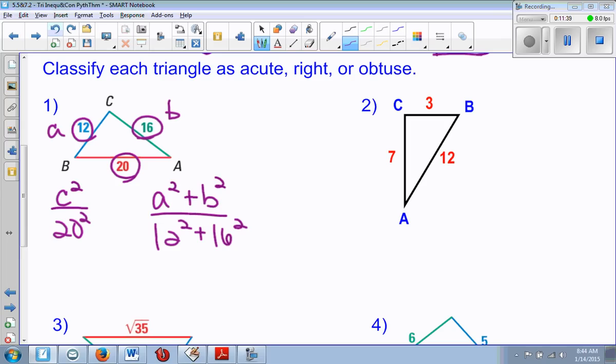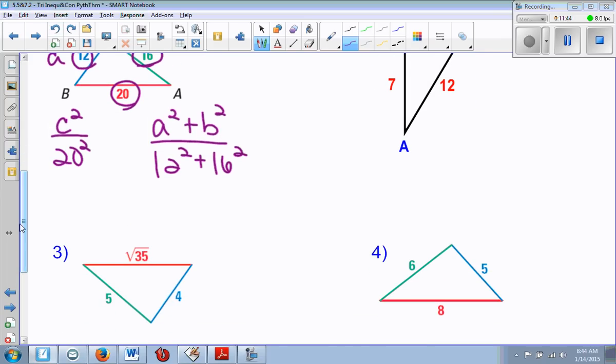So what you're doing is you're figuring out what each of these columns gives me, and then we're going to compare the result. In your calculator, if you do 20 squared, you're going to get 400. If you do 12 squared plus 16 squared, you're also going to get 400. So if we look above, since these values came out to be the exact same, c squared is equal to a squared plus b squared, the triangle above is a right triangle. Anytime we get these values to be equal, we have a right triangle.